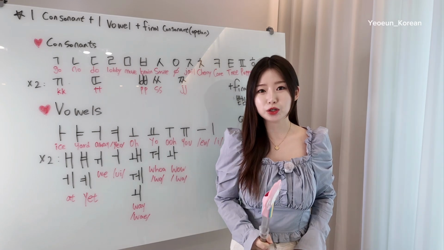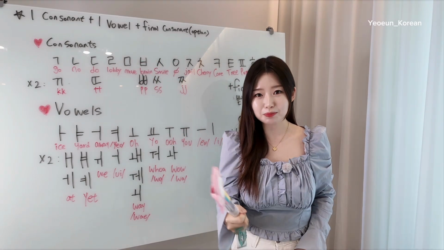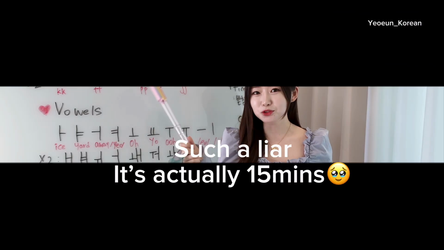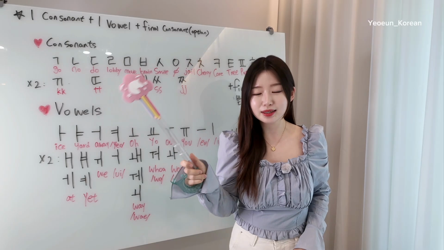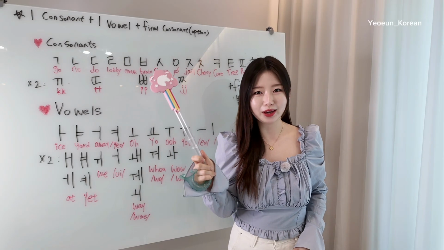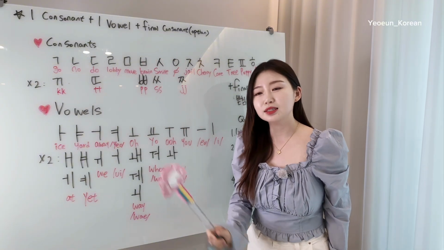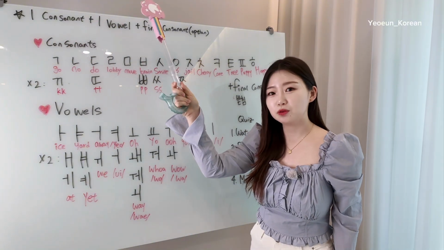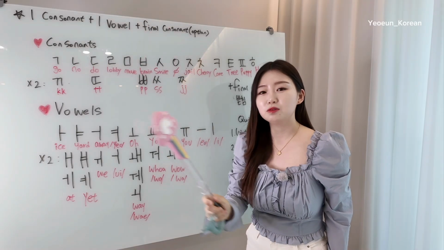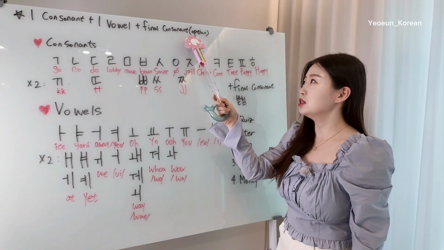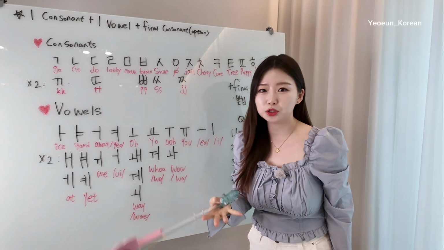Today we're going to learn about Korean alphabets in 10 minutes. 오늘은 10분 안에 Korean alphabet, 한글 공부해 볼게요. Alright, so to make a Korean word, we need at least one consonant and one vowel. And of course, we have final consonants sometimes, but it's optional.